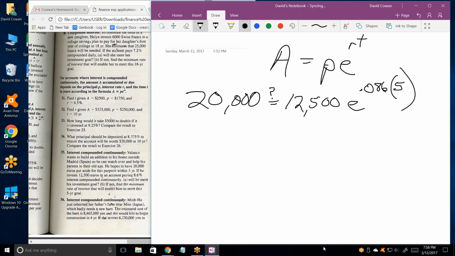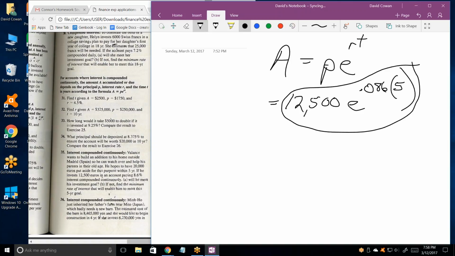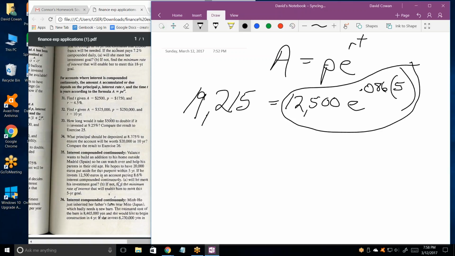And furthermore, if you looked at this, you might think, well, the variable is E. The variable is what I'm solving for, but it's not. E is not a variable. It's a number. So I'm really solving for the left side of the equation. But what you're really going to do is get that number out of your calculator. And 19,215.7. So the answer to A is no. He will not meet his investment goal. If not, find the minimum rate of interest where he would.